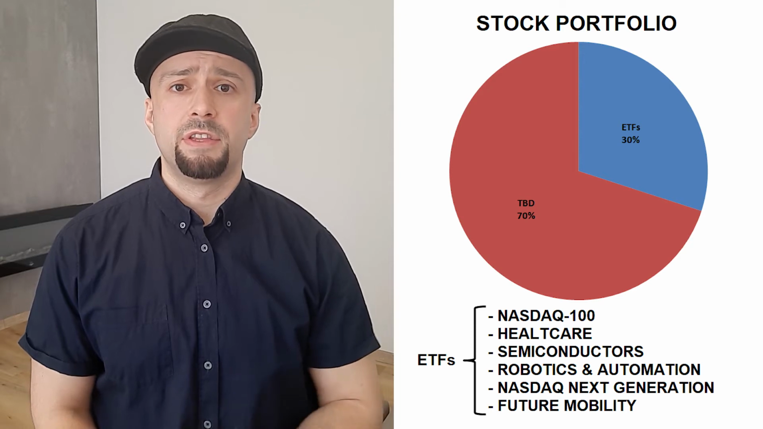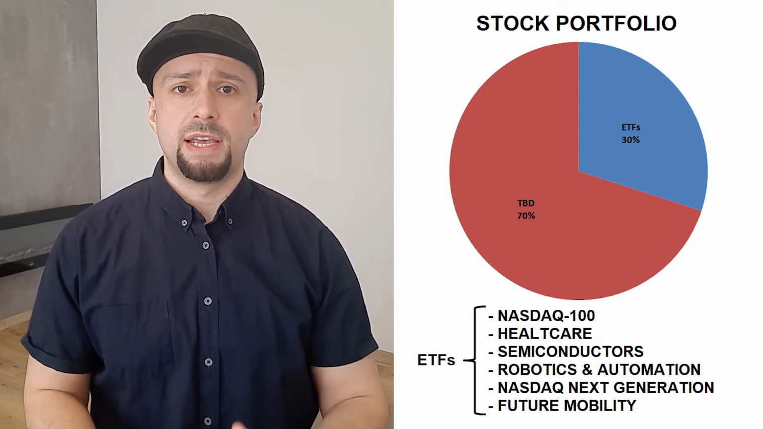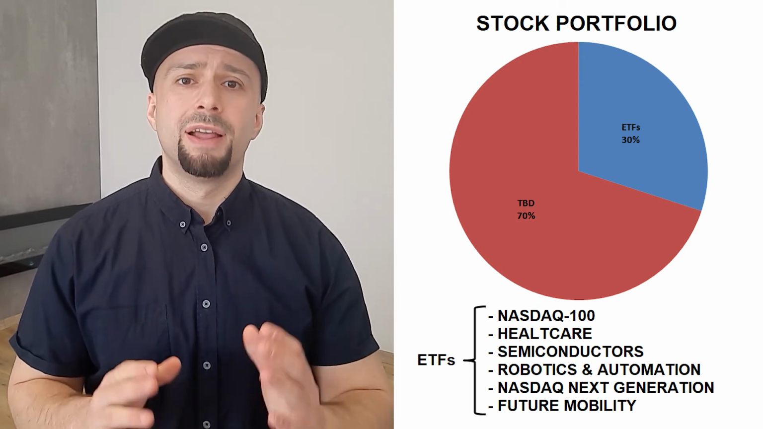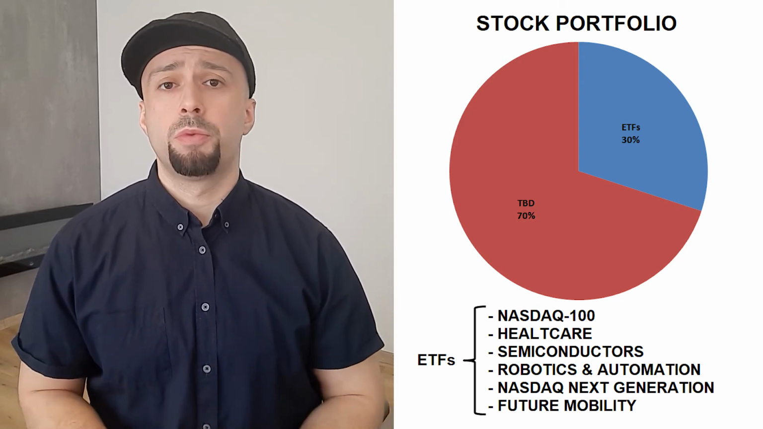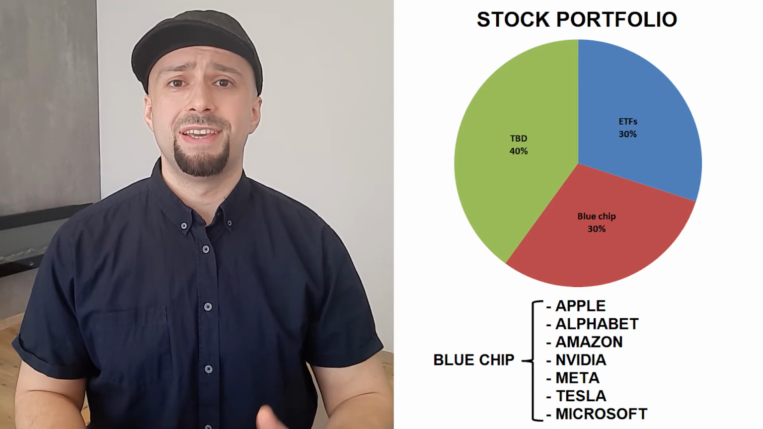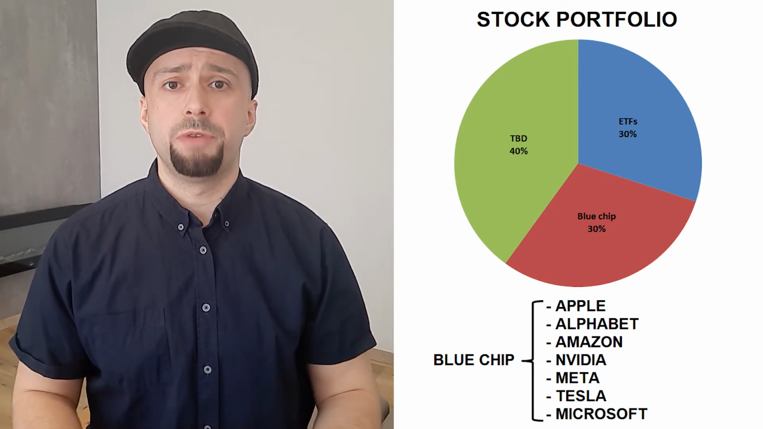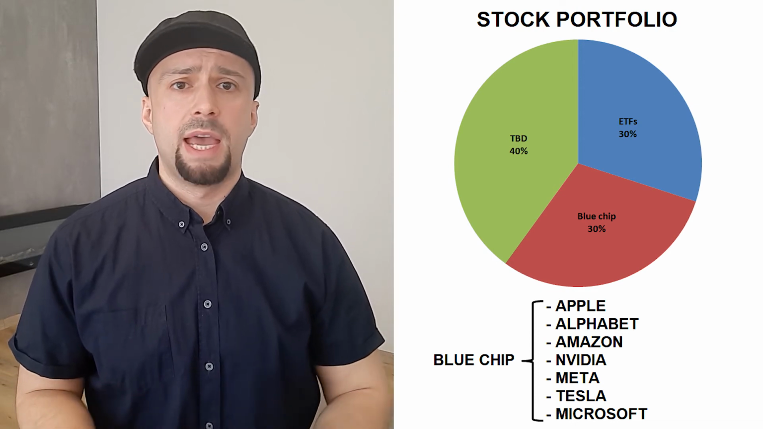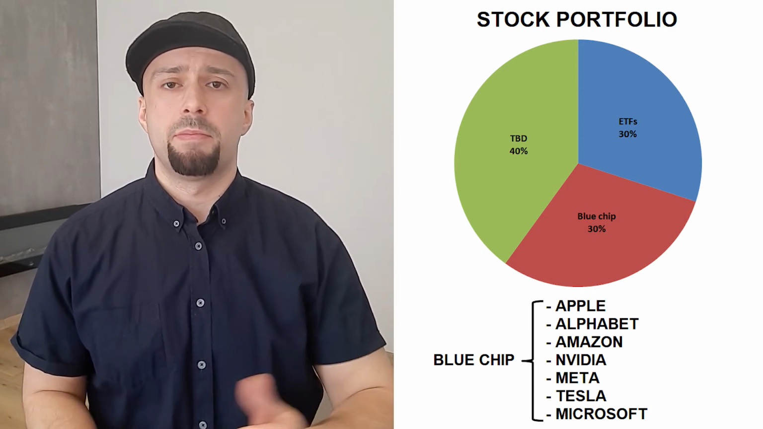Here, I invest in different growth ETFs, such as the Nasdaq 100, healthcare, semiconductors, robotics and automation, Nasdaq Next Generation, future mobility, etc. 30% is in what I identify as blue chip, high market cap stocks, such as Apple, Alphabet, Amazon, Nvidia, Meta, Tesla, and Microsoft.